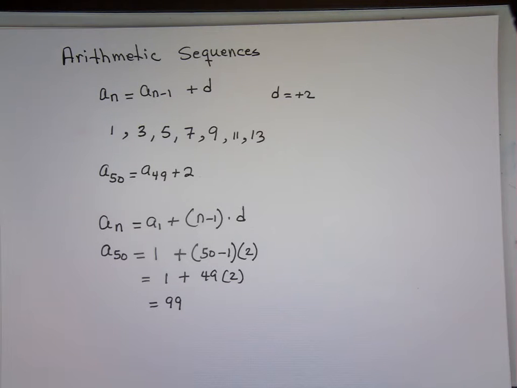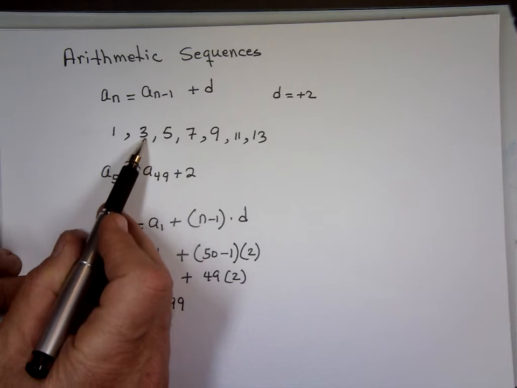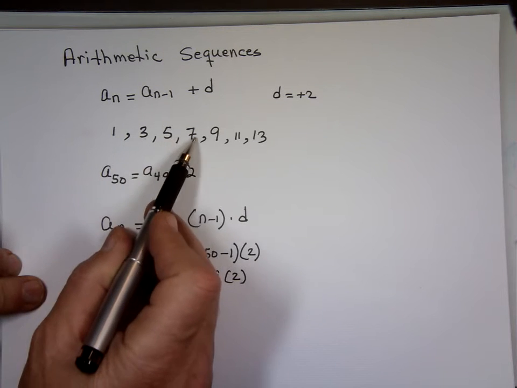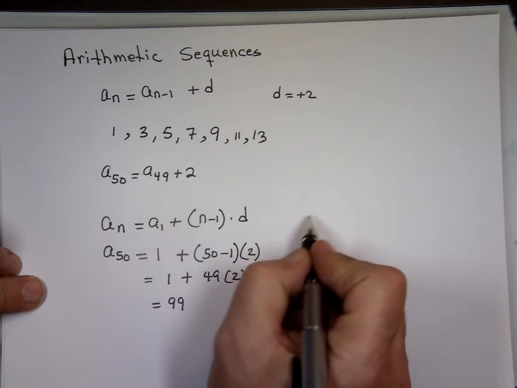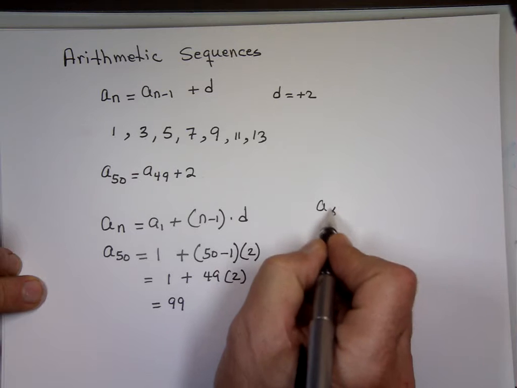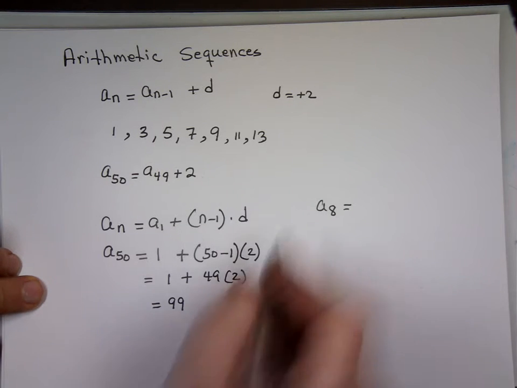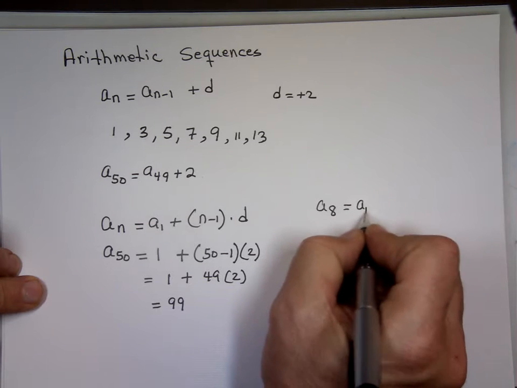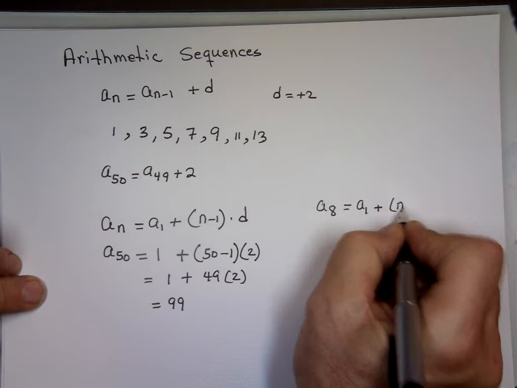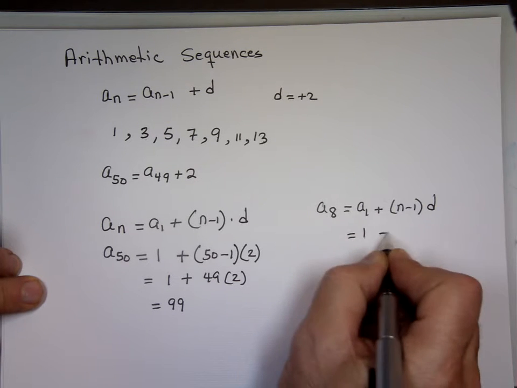Does it really work? Well, let's see. This is the first number, second number, third number, fourth number, fifth number, sixth number, seventh number. Let's find the 8th number. We know it's going to be what? Isn't it 15? Let's see if this actually gives me 15. It's the first number plus n minus 1 times d. My first number is 1.